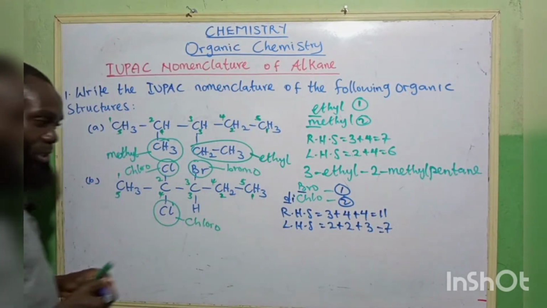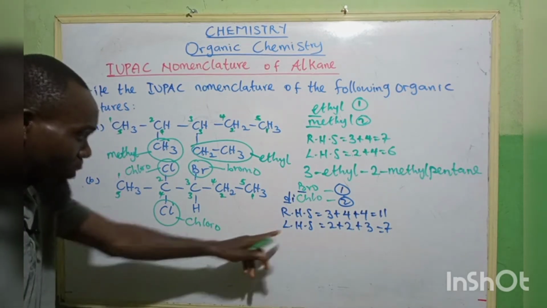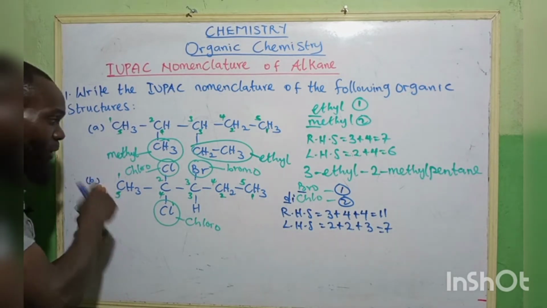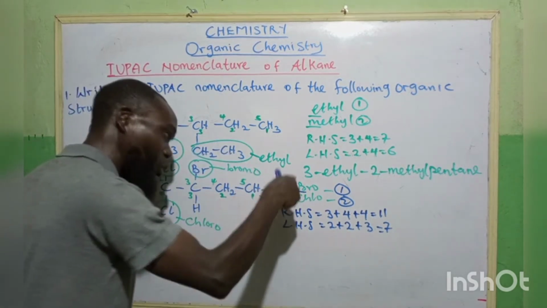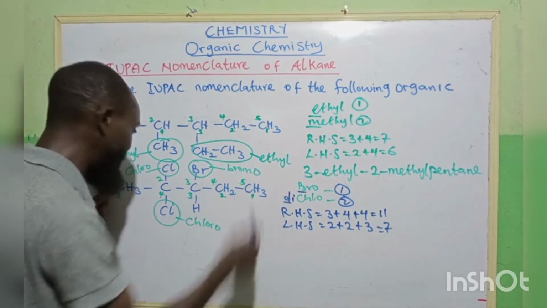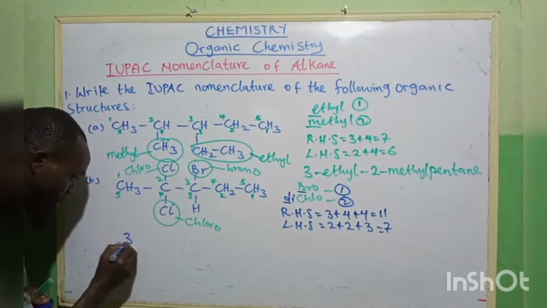Now, which one is the lowest? 7 is the lowest. Meaning, you are coming from the left hand side, you are starting counting from this place. But when you start counting from this place, don't forget, we are going to name bromine first before chlorine, because B will come before D. Now, let's just start. 1, 2, 3. We have 3-bromo.